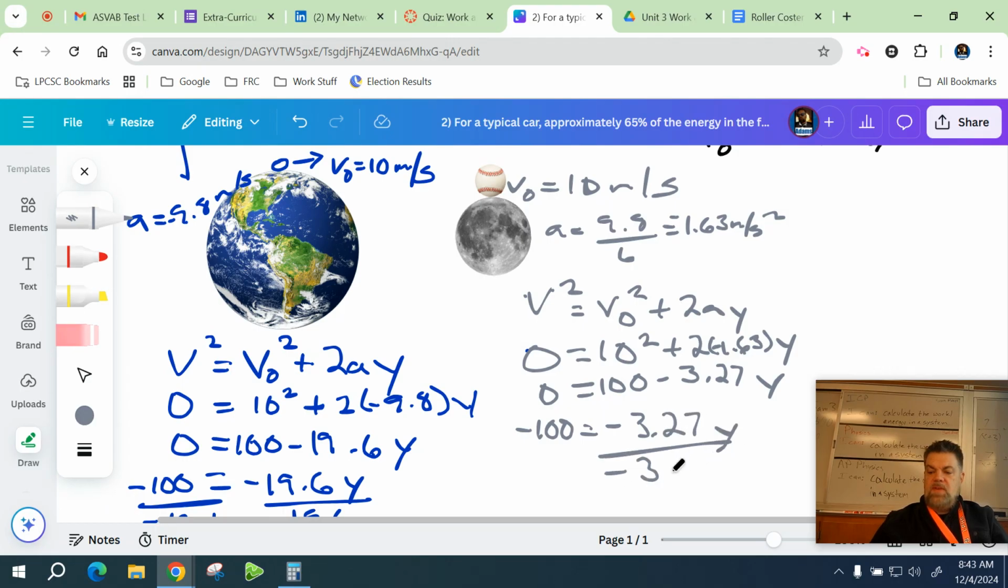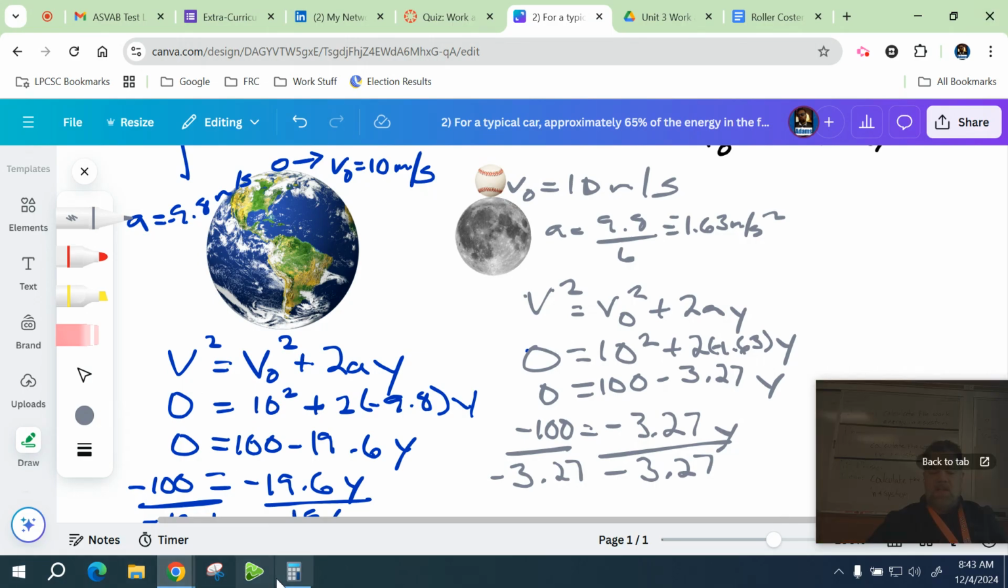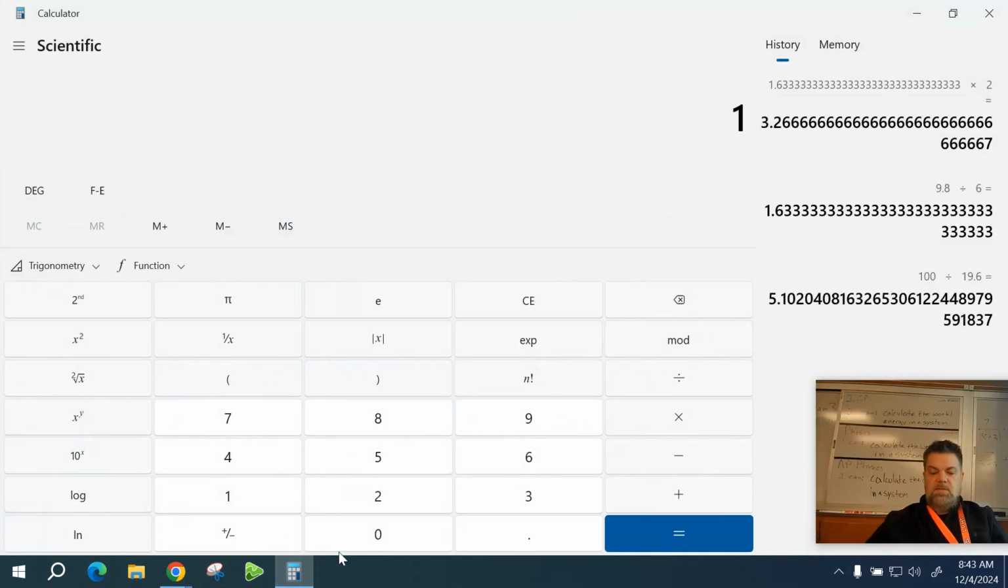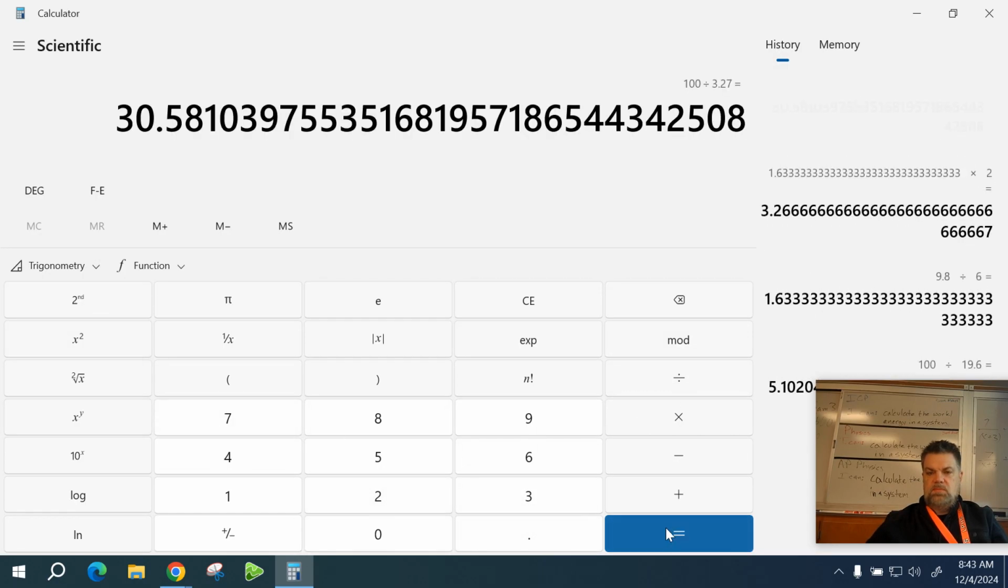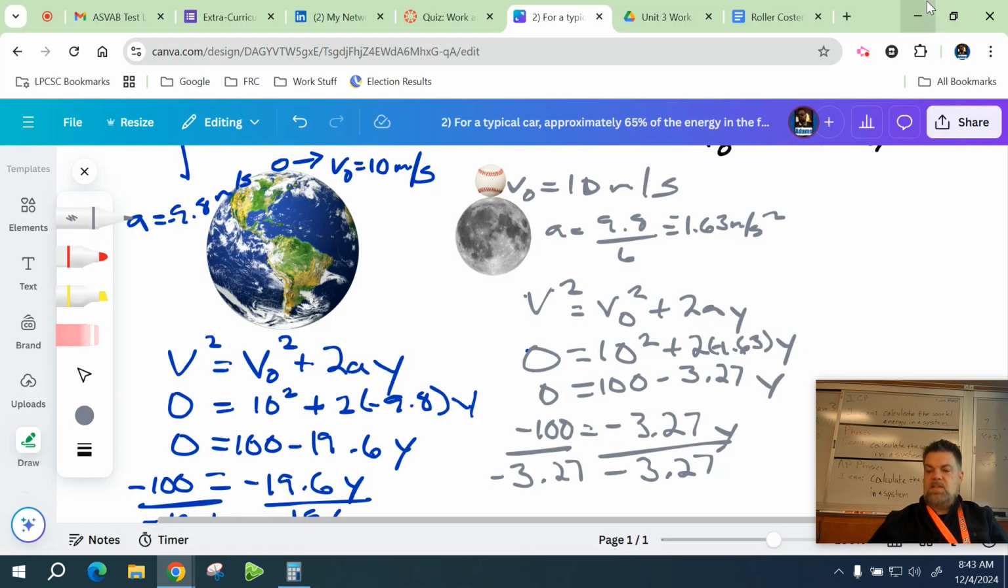We divide both sides by negative 3.27. Remember, when you take a negative and divide it by a negative, it becomes a positive. So I got to take my 100 and divide that by 3.27 now. And I get about 30.6.